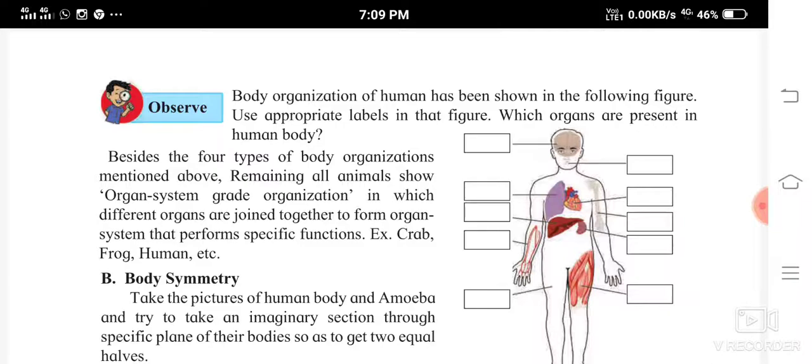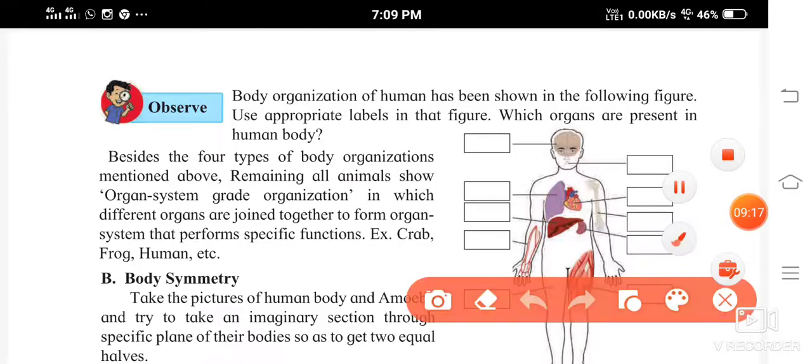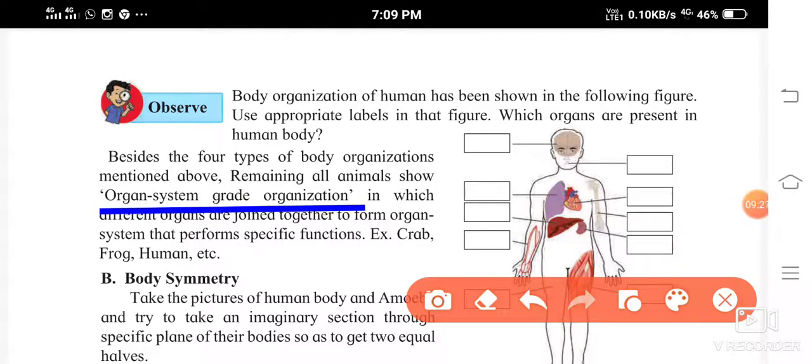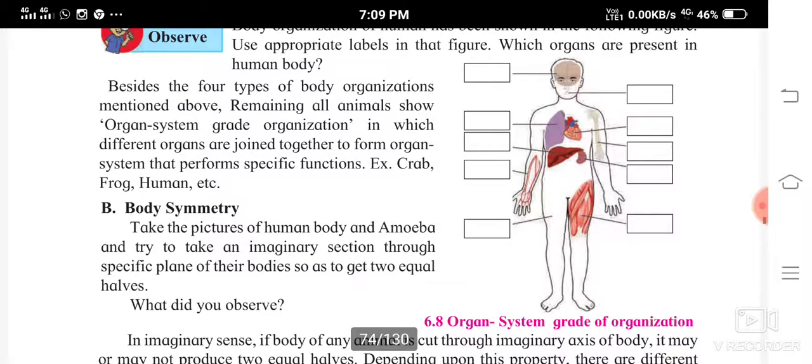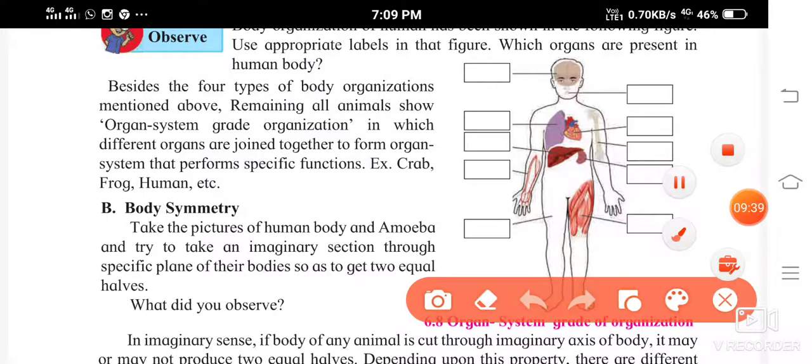Now you have seen 4 types of body organizations, but other animals show proper organ system grade organization. Here all the organs together form organ systems and they perform specific functions. Now see the structure of organ system grade of organization over here.